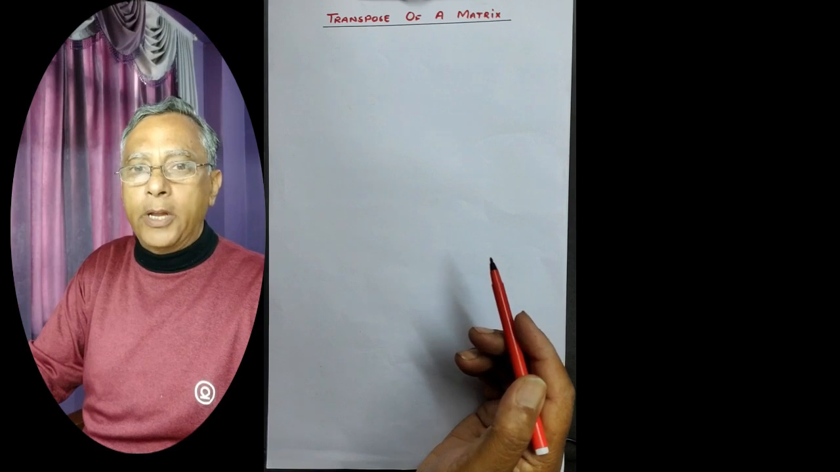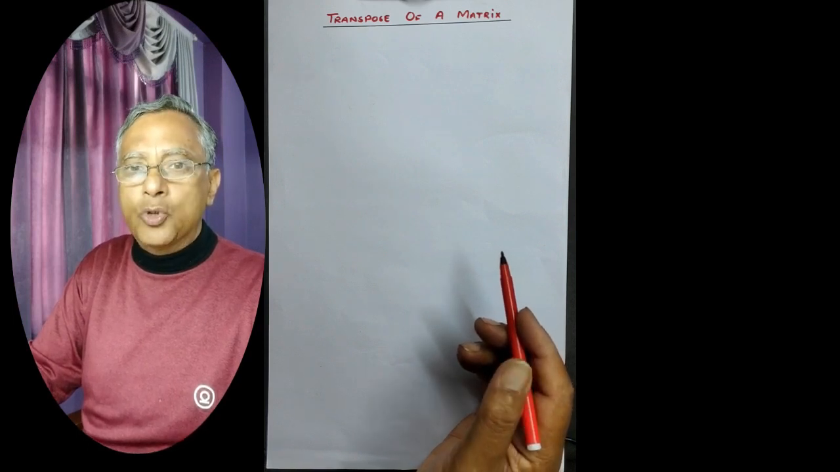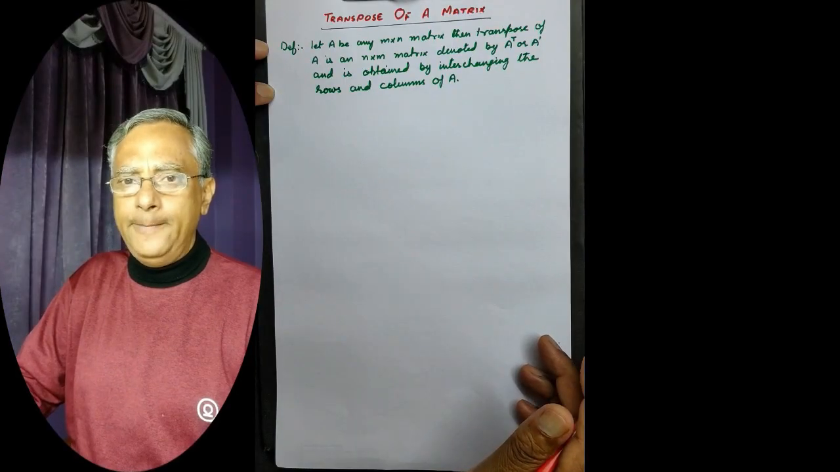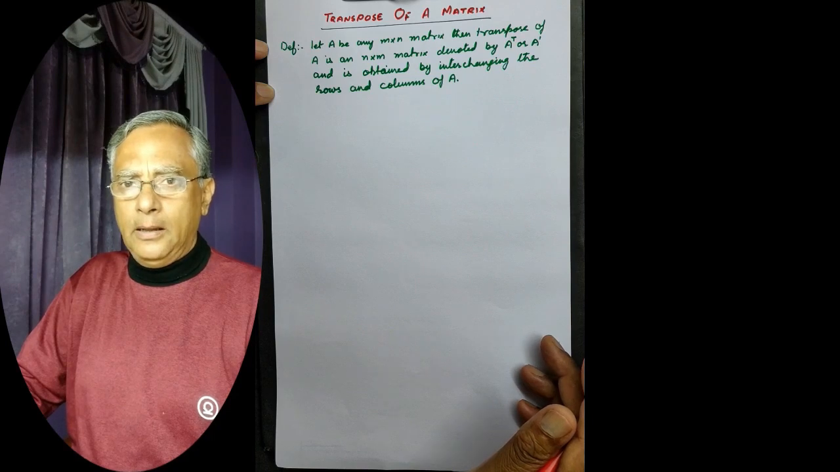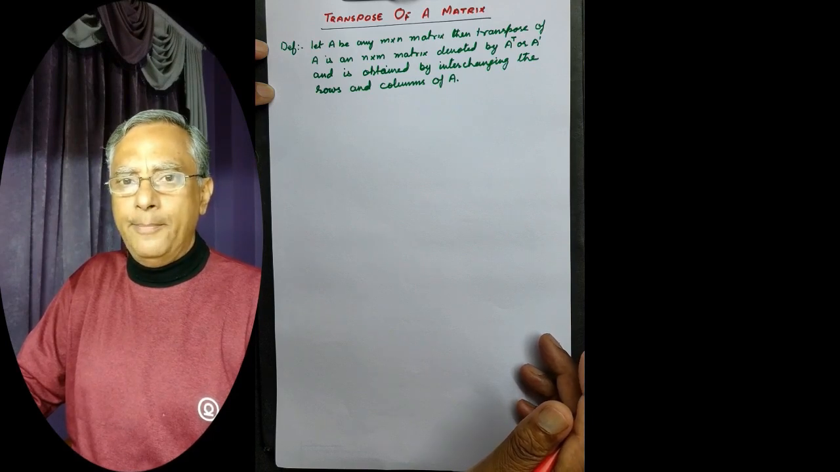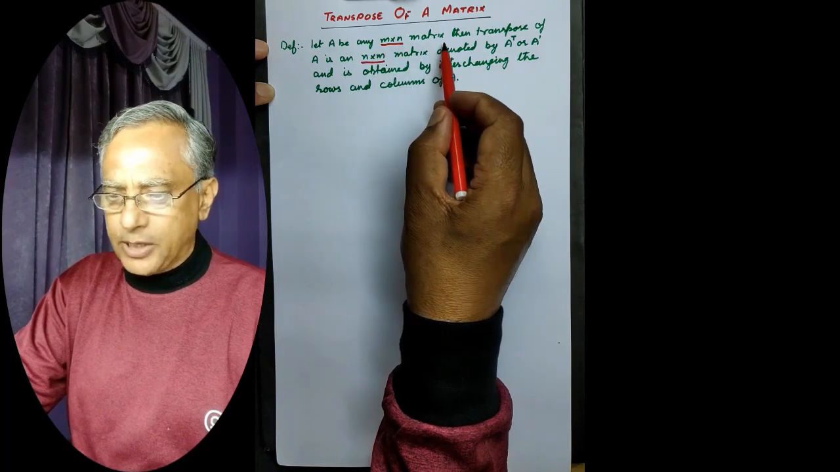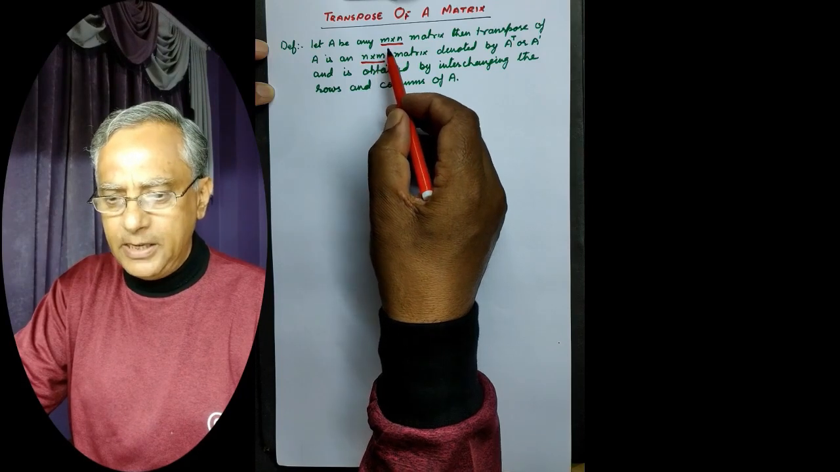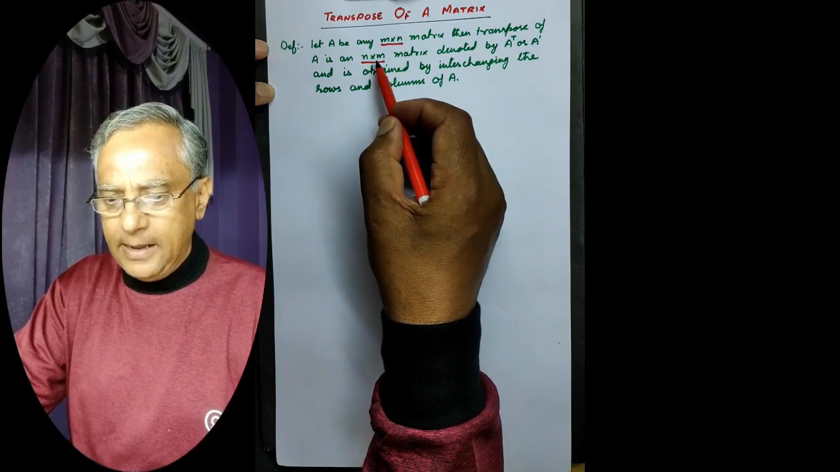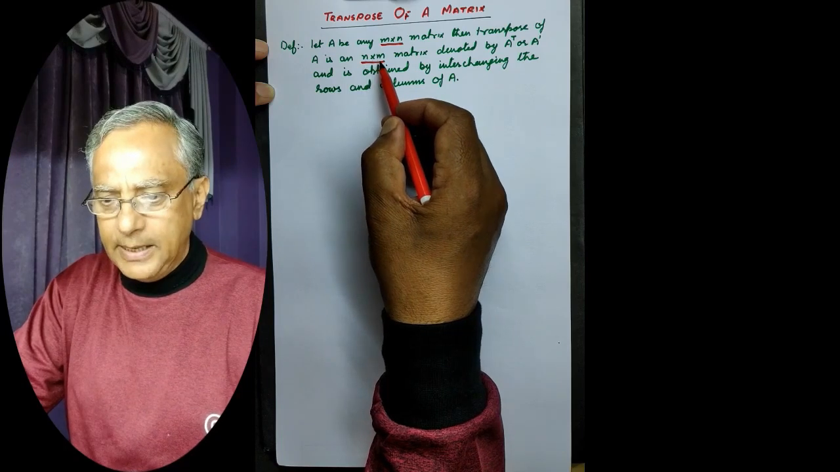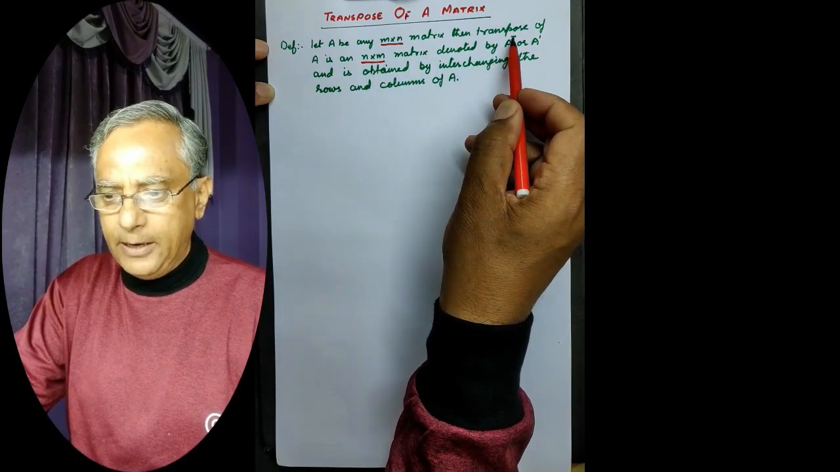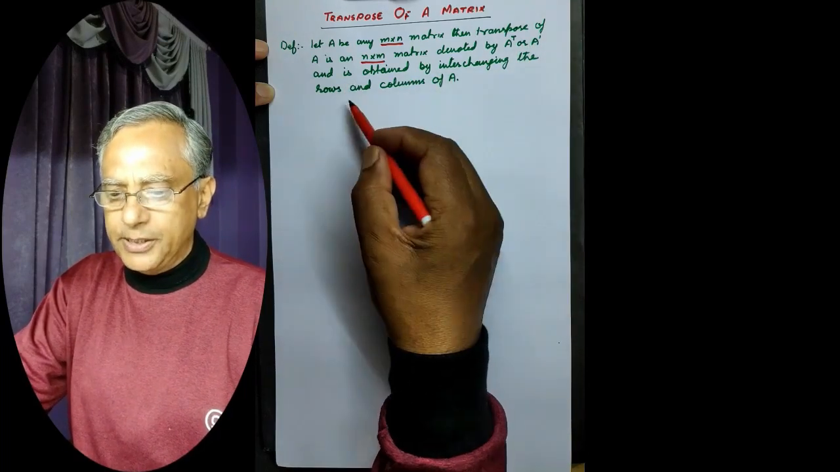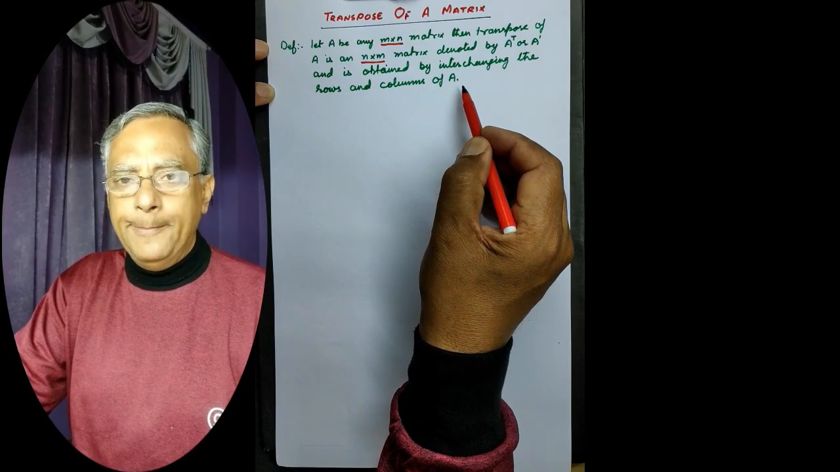The topic I am going to take up now is transpose of a matrix. First of all, we define what we mean by the transpose of a matrix. Let A be any m cross n matrix, then the transpose of A is an n cross m matrix. If A is m cross n, then its transpose is an n cross m matrix, denoted by A to the power t or A dash, and is obtained by interchanging the rows and columns of A.